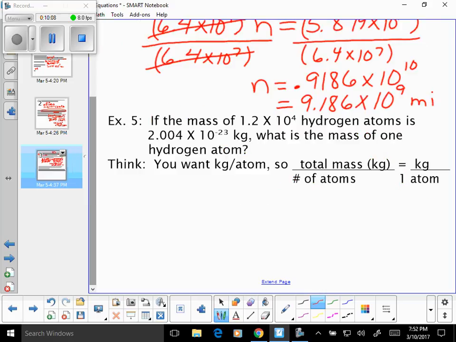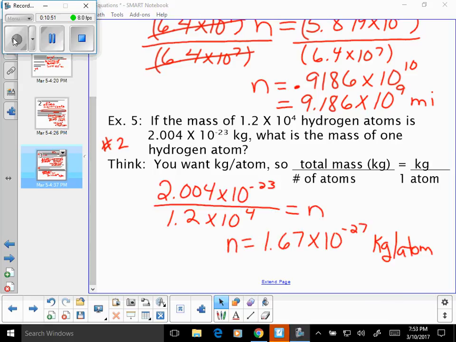Okay, this is like number 2 on your assignment, by the way. If the mass of 1.2 times 10 to the 4th hydrogen atoms is 2.004 times 10 to the negative 23 kilograms, what is the mass of one hydrogen atom? Now, I've told you what to do here. You need kilograms per atom. Therefore, you need to take the total mass divided by the number of atoms, and that will equal your kilograms per one atom. At this point, hit pause, and you do the problem.